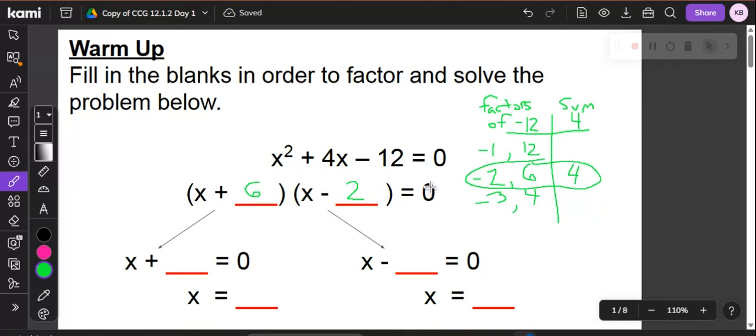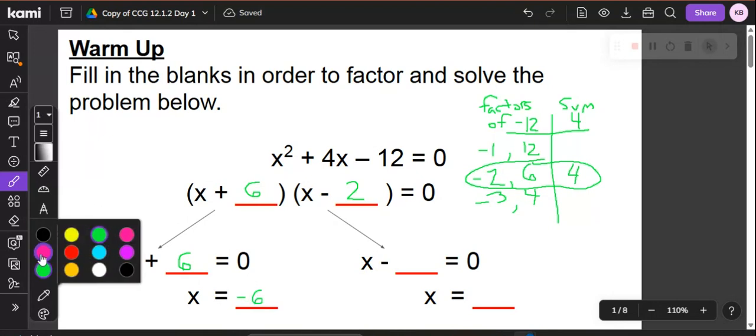Moving forward here, to use the zero product property and actually solve this problem, we have that x plus 6 times x minus 2 equals 0. And the zero product property says that one of these two binomials has to equal 0 in order for the whole entire thing to equal 0. So if I start with the first one, when x plus 6 is 0, it must be true that, well, if I subtract 6 from both sides, x is negative 6.